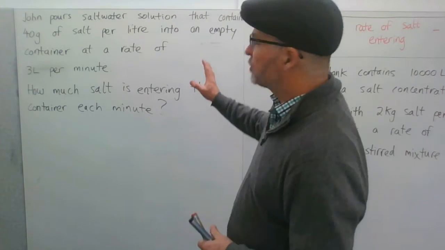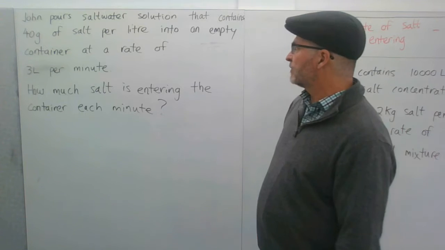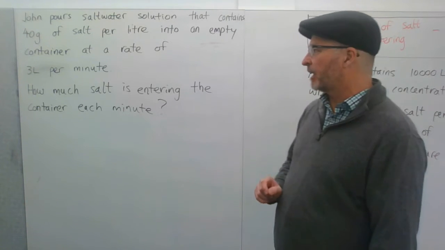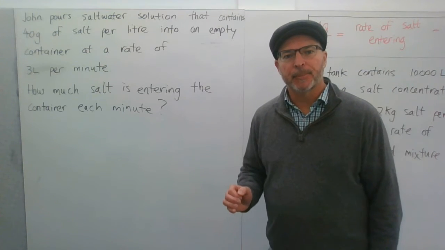All right, John pours salt water solution that contains 40 grams of salt per litre into an empty container at a rate of 3 litres per minute. How much salt is entering the container each minute?